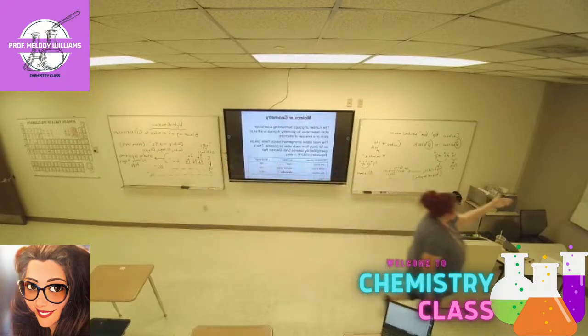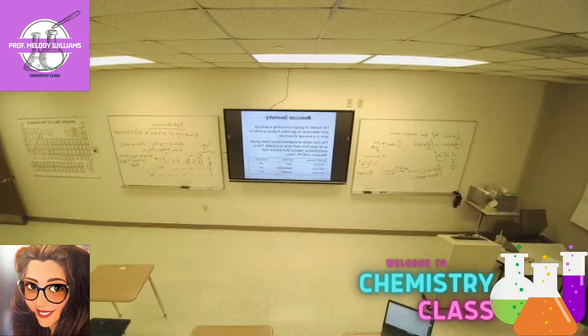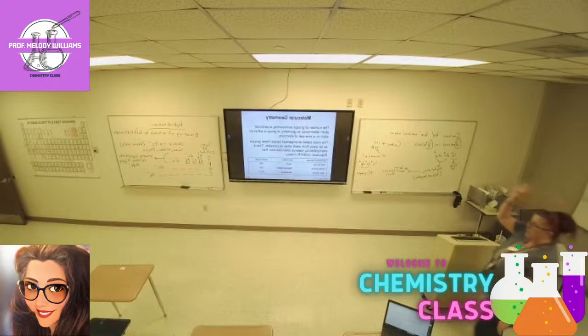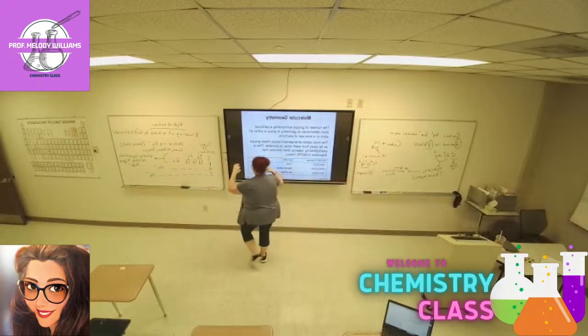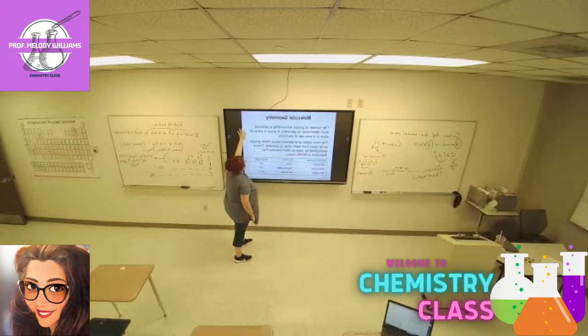So with 2 areas, we're going to expect it to just be a straight line. So linear. 3 areas, it's going to look like a triangle. So we call that trigonal planar, flat triangle. 4 areas, tetrahedral. So tetra means 4, hedral means it looks like a hedron, or tetrahedron.